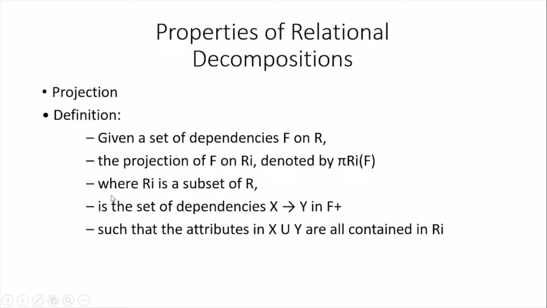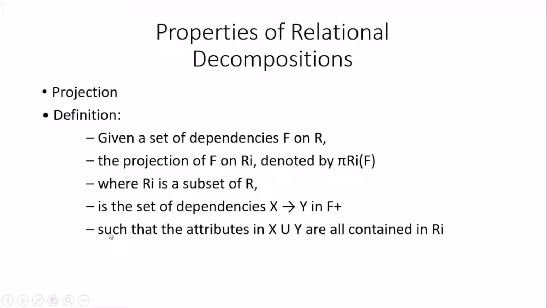Here Ri is a subset of R. What is Ri? Ri is a subset of R that we get after decomposition of R. And this projection is the set of dependencies x to y in F closure. So this projection of F on Ri is another set of dependencies x to y in F closure. What is F closure? F closure is the closure of this set of functional dependencies.